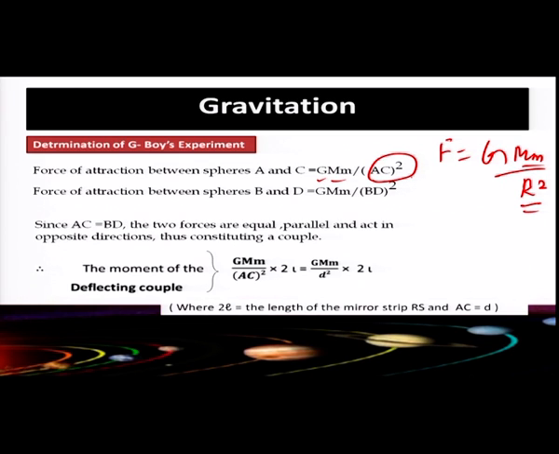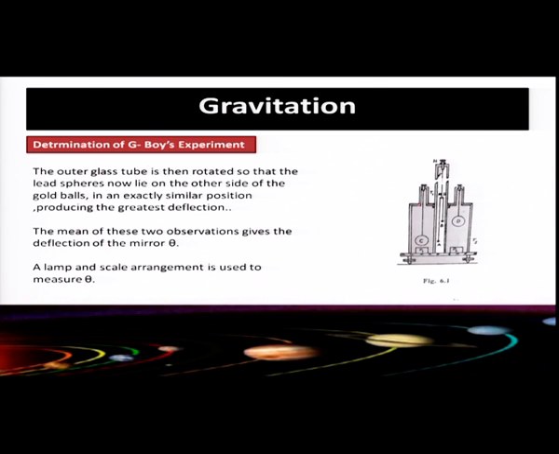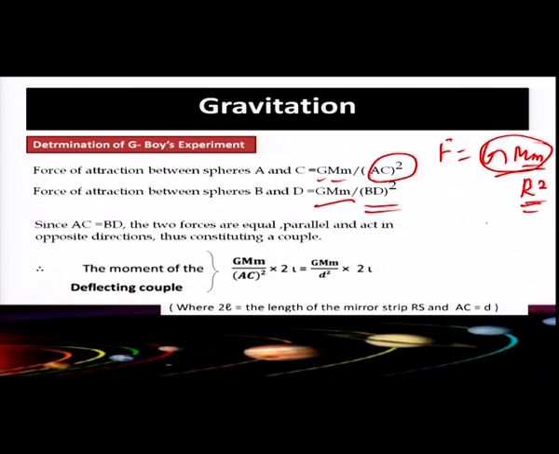Similarly, what will be the force of attraction between the spheres B and D? The same formula is repeated again: G m m, and in place of R, the distance between the spheres B and D is written as BD, the whole squared. From the diagram, it is clear that AC is equal to BD. Since AC and BD are equal, the two forces are equal, parallel, and act in opposite directions.